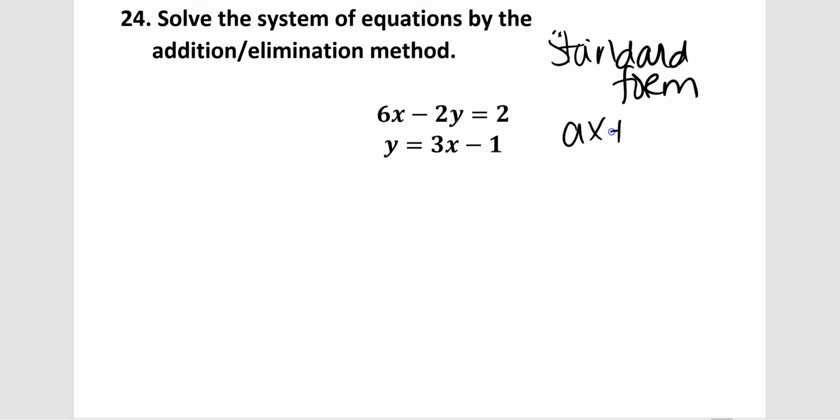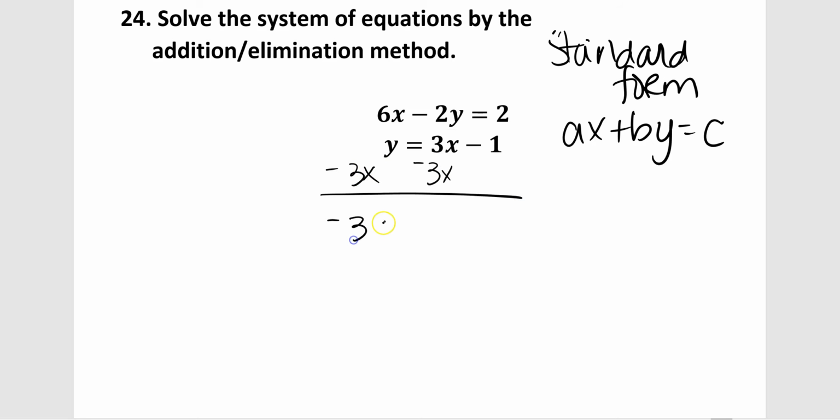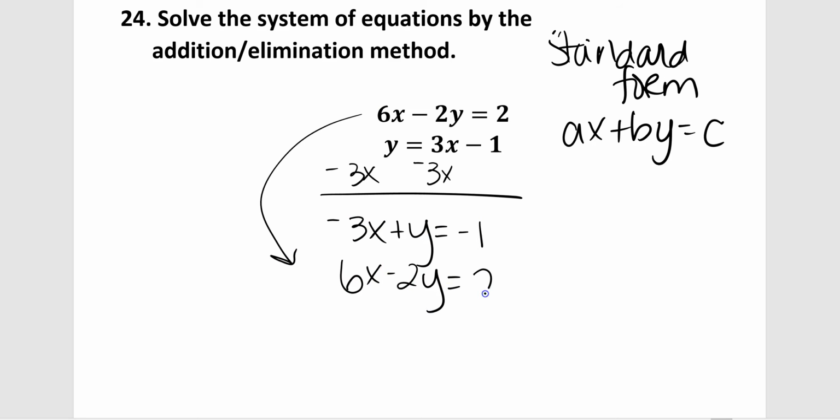Which is ax plus by equals c. So the first equation is already in that form, but we need to get the second equation in that form. So let's subtract 3x. So we have -3x plus y equals -1. Now I'm going to rewrite the second equation. 6x minus 2y equals 2. And now I have my system, and I want to use the elimination method.